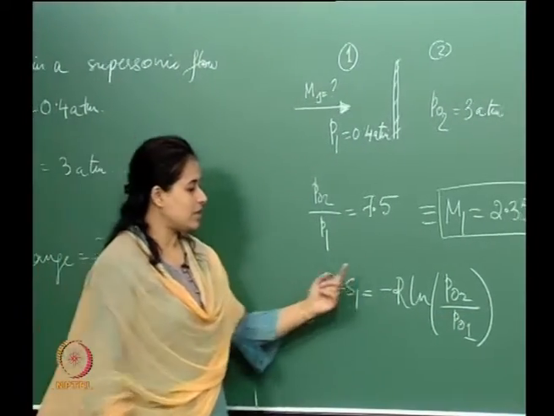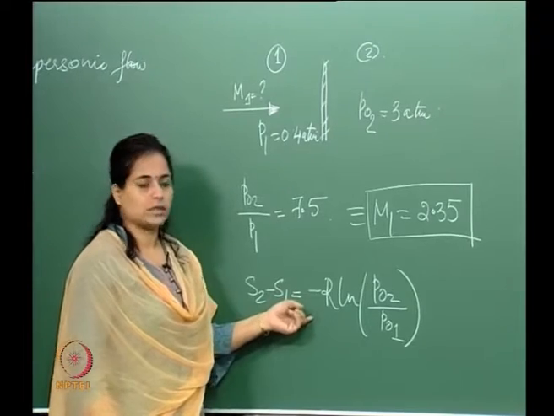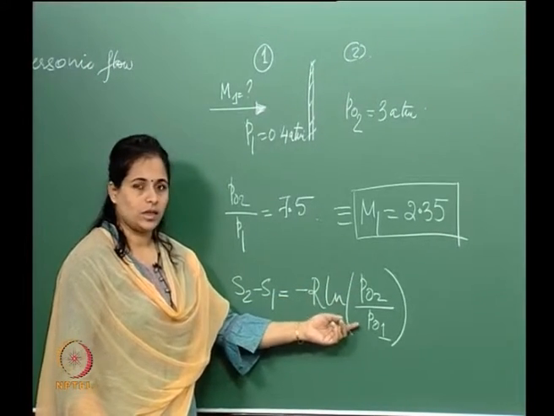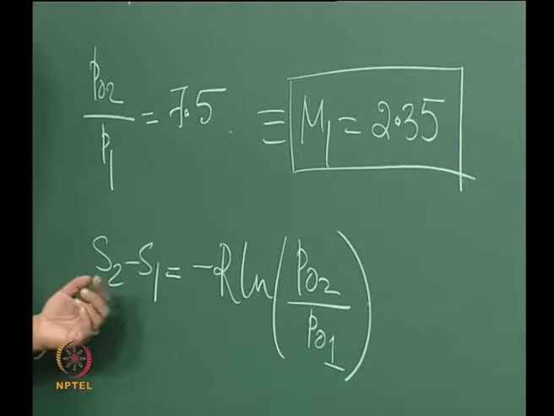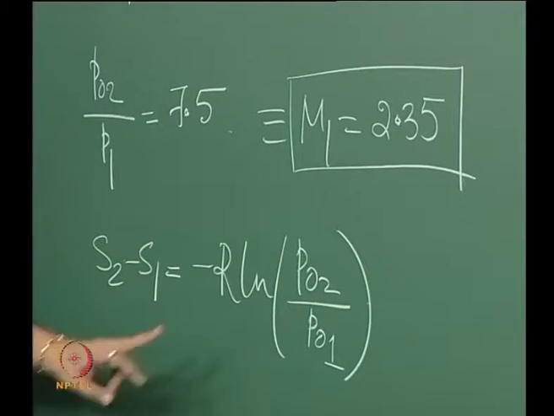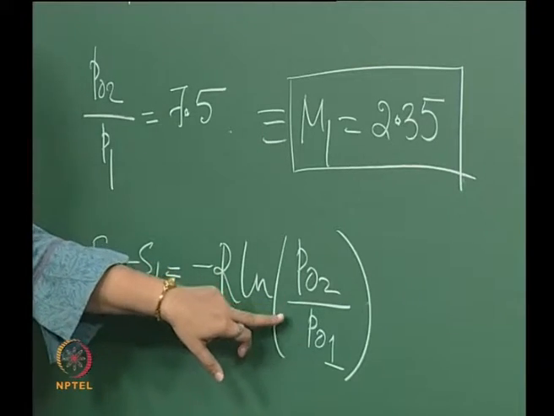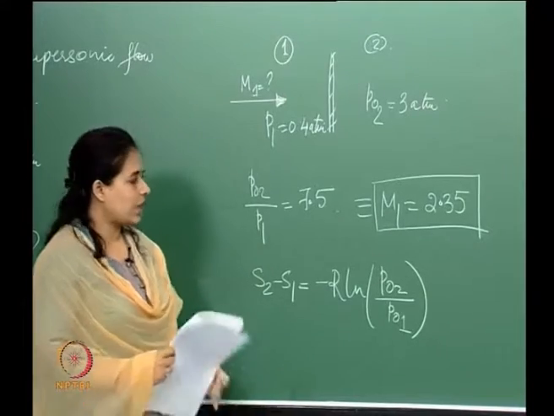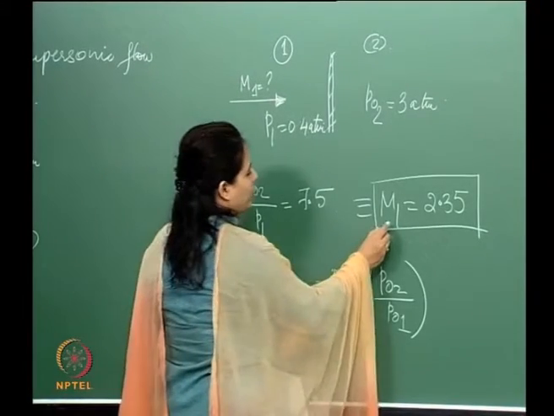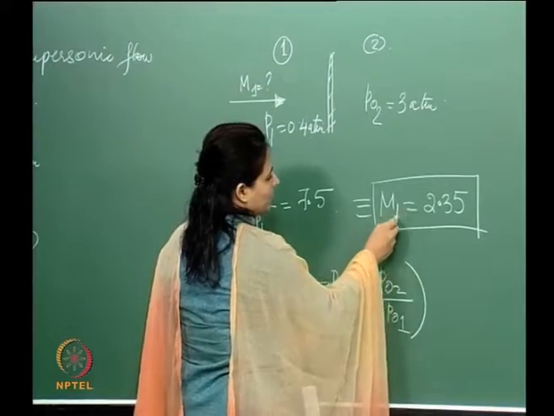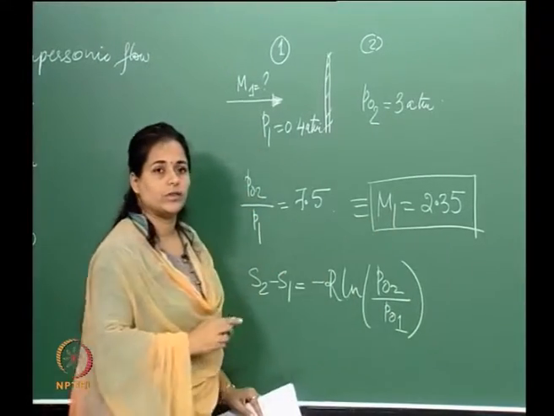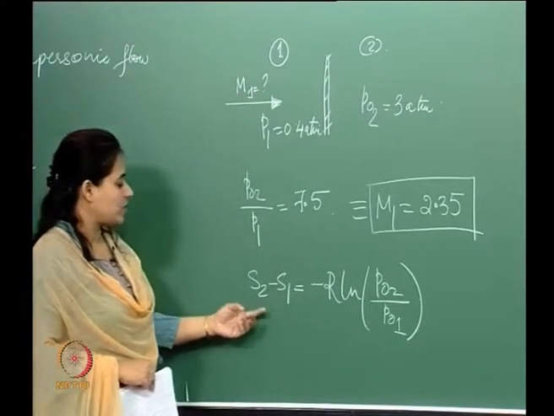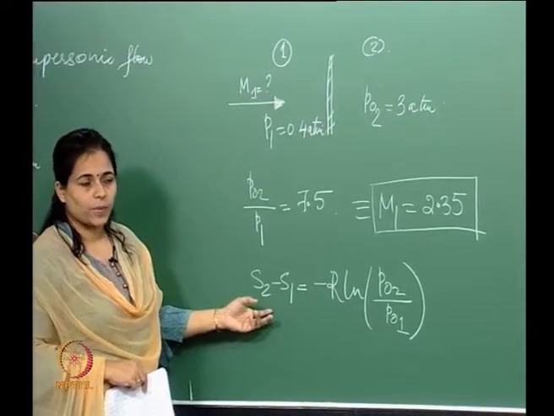is something we derived in the last lecture. It involves the ratio of the total pressures after and before the shock, and this is known to us. Now how do we get this ratio? Well, we can get this ratio again from the tables corresponding to this Mach number. I'll leave you to do that. Just look up M1 equal to 2.35 in the tables and find the corresponding ratio here, and that should give you the entropy change.